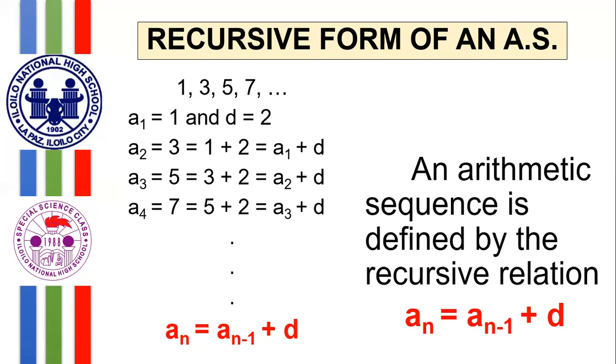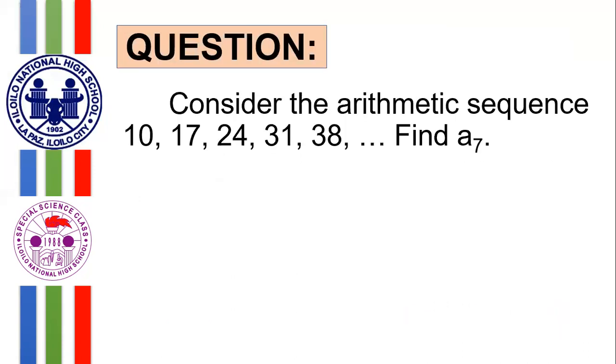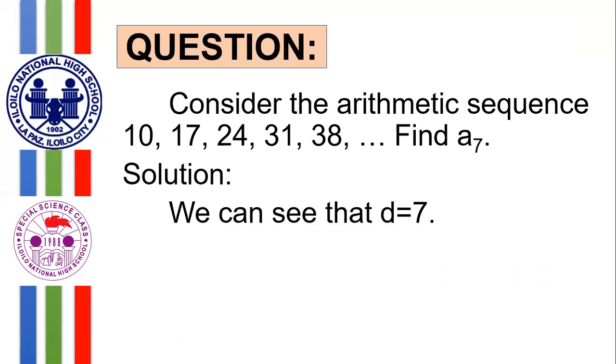So that's your recursive relation or recursive form. When we speak about a recursive relation, to get the value of the succeeding term, you need the value of the preceding term. So if we go back to our question earlier, consider this arithmetic sequence 10, 17, 24, 31, 38, and so on. If we find a sub 7, we have to remember that the common difference is 7. I believe you would agree on this, as discussed earlier.